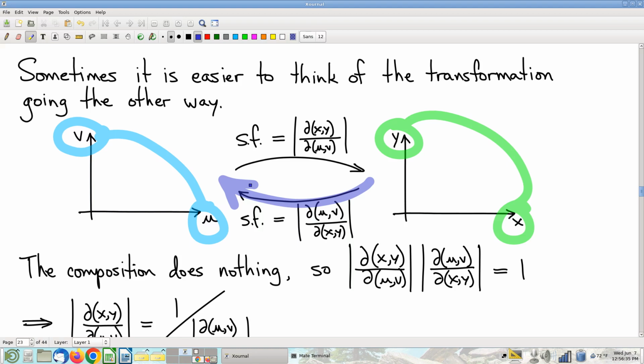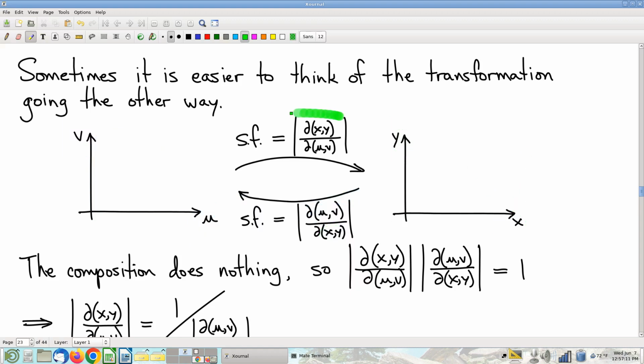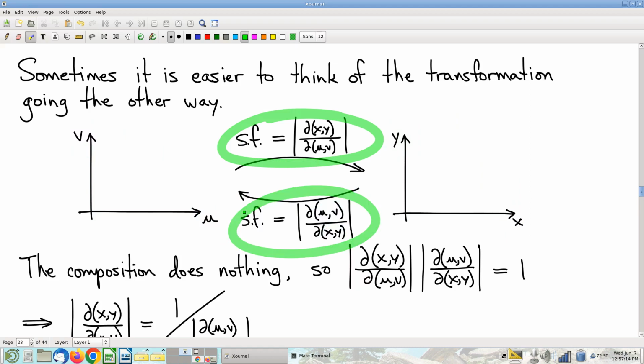Now, let's imagine that you consider its inverse. Suppose, for whatever reason, you have a change of variables transformation that goes the other direction. The rule is the stretching factor is the partial of the outputs, U and V are now the outputs, with respect to the inputs, now X and Y. So I've got two change of variables functions, and you can see that their stretching factors are given by these different formulas.